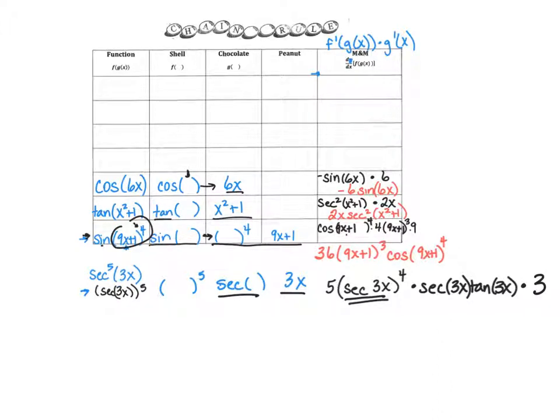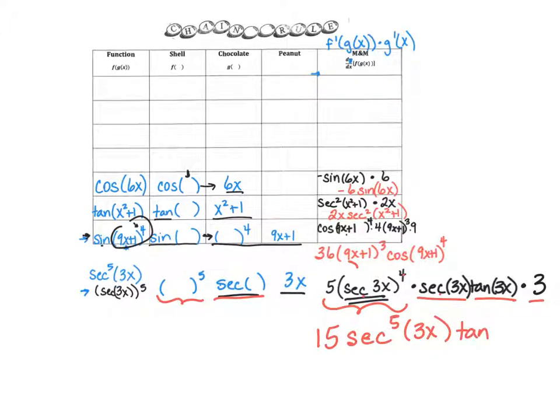So if you see the 3 layers, see you have the power rule. That was this part. Power to the front, decrease the power by 1. What's the derivative of secant? Secant tangent. What's the derivative of 3x? 3. So you have your layers there, and my final answer, written nicely, would be 15 secant to the fifth of 3x, because I can multiply those 2 secants together, and tangent of 3x. And that in red is my final answer.